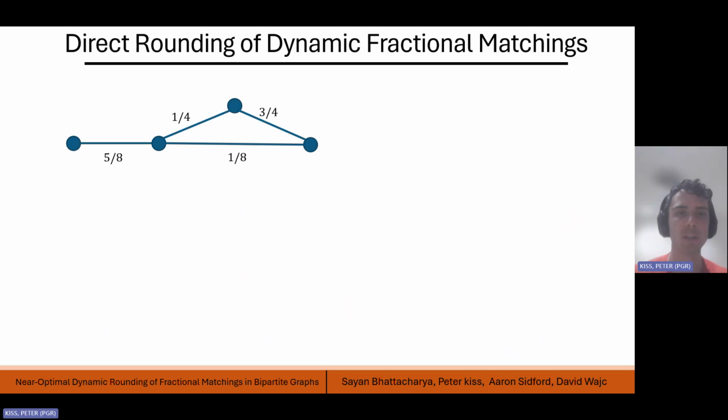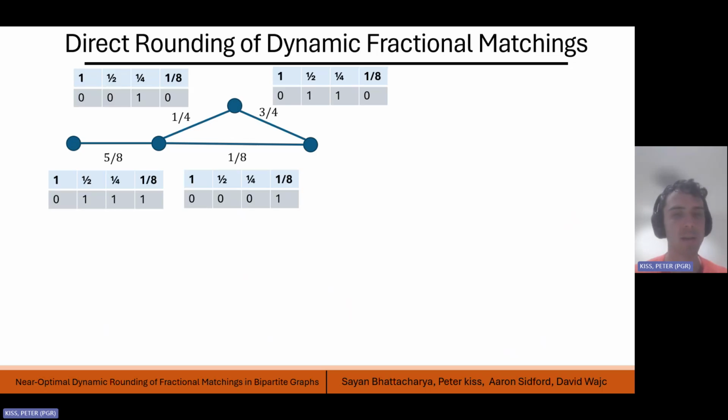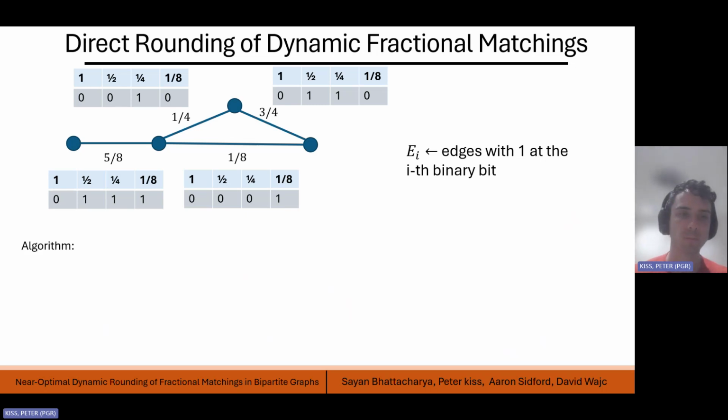Let's take this fractional matching and look at the binary decomposition of the fractional weights. Let's define E_i to be the set of edges which have a 1 at the i-th binary bit of their weight. Note that E_i now defines a multigraph. Our algorithm will go as follows. We'll start with E_K for the largest K, so the smallest bit we are considering. We'll talk about that later. Say E_3 in this example, 1 over 8. We define the supporting set F_K.